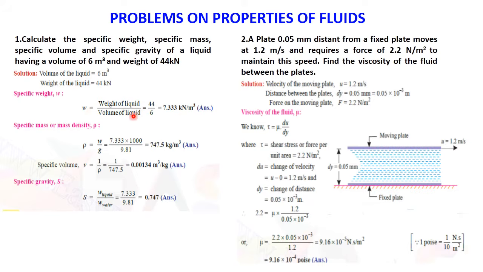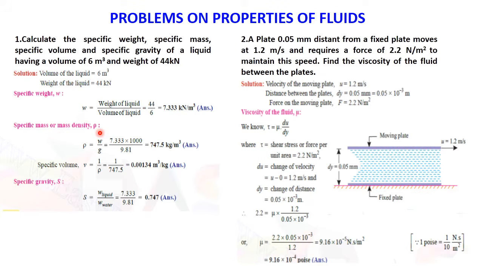So specific weight, W, is equal to weight of liquid divided by volume of liquid. So weight of liquid is 44 kilonewton and volume of liquid is 6 meter cube. So the answer becomes 7.333 kilonewton per meter cube. So this is our first answer, specific weight.